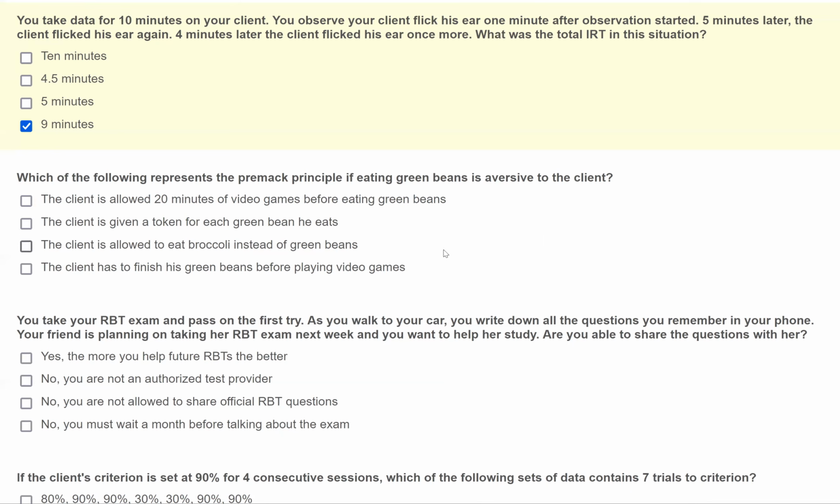C, the client is allowed to eat broccoli instead of green beans. We're not looking for alternatives or choices here. Okay, we want them to eat the green beans. We're using the Premack principle specifically so they will eat green beans. We don't want them to escape. We don't want to give them an alternative. We want the green beans to be eaten.